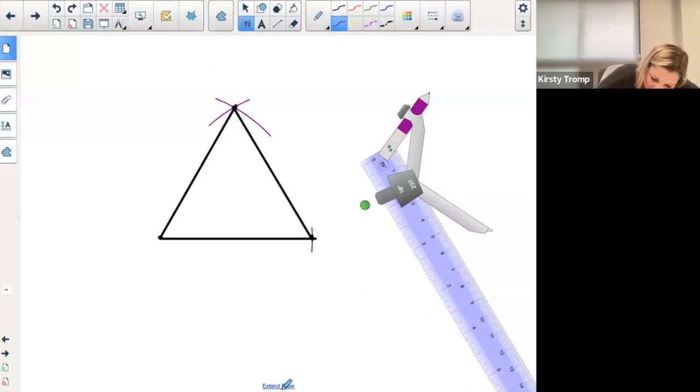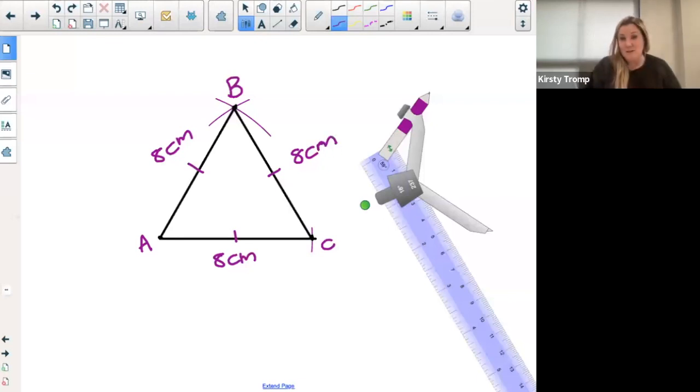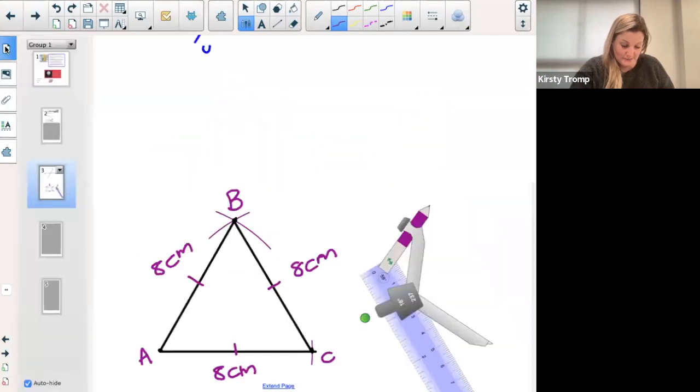Okay, so I need to label it. Christian told me I forgot to label my triangle A, B, C, and Christian is completely right. I also need to say that it's equilateral, so this side is equal to this side is equal to this side. And I can say 8 centimeters, 8 centimeters, 8 centimeters if I really wanted to. That's one way that you can show that this triangle is an equilateral triangle. It's a different way for us to draw it. Let's have a look at our next question, guys.